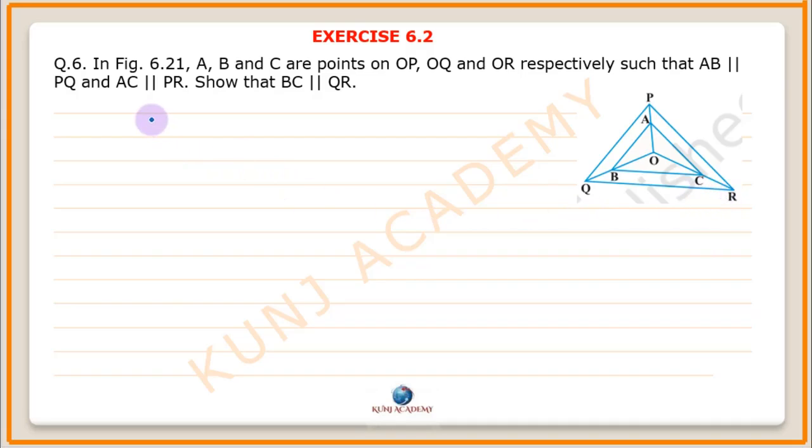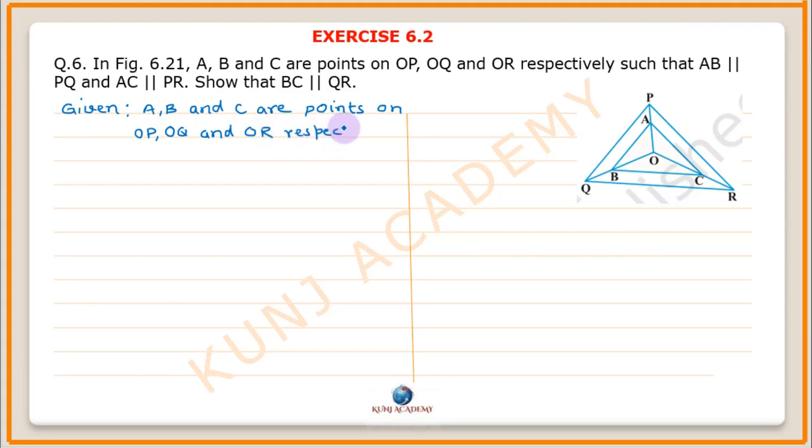ये हमें प्रूव करना है. Given: A, B and C are points on OP, OQ and OR respectively. गिवन में यहाँ से लेकर के यहाँ तक लिखना है. To prove: BC is parallel to QR.